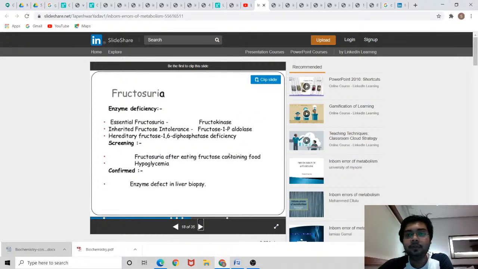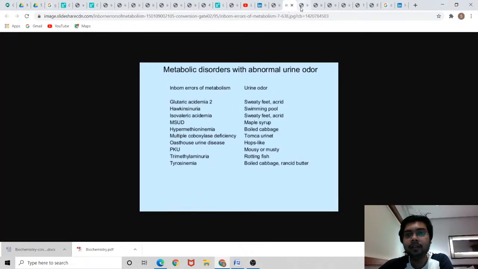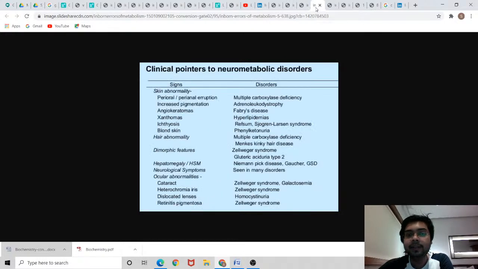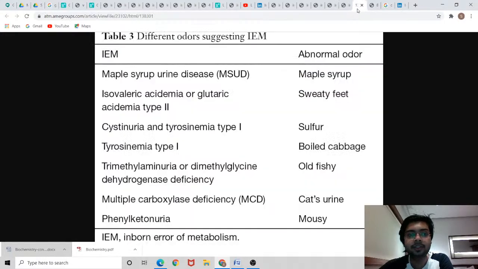Before fructosuria, one more easy and important chart is there: how you are going to identify disorders in your patient by the smell of the urine. So let us see this chart where we identify the disease based upon the odor of the urine. In maple syrup urine disease, the abnormal odor will be like maple syrup. In isovaleric acidemia, it will be sweaty feet odor.